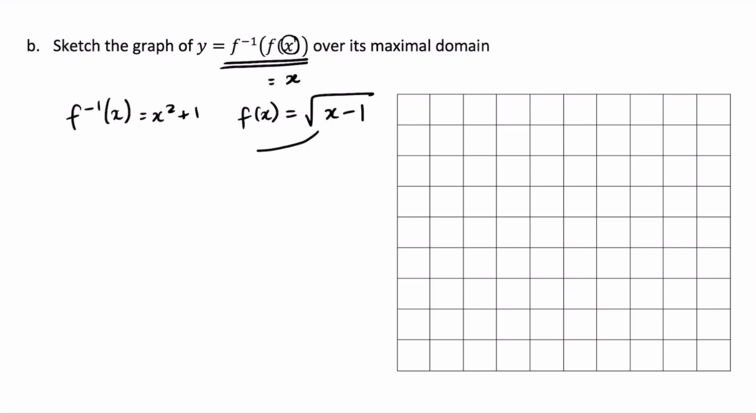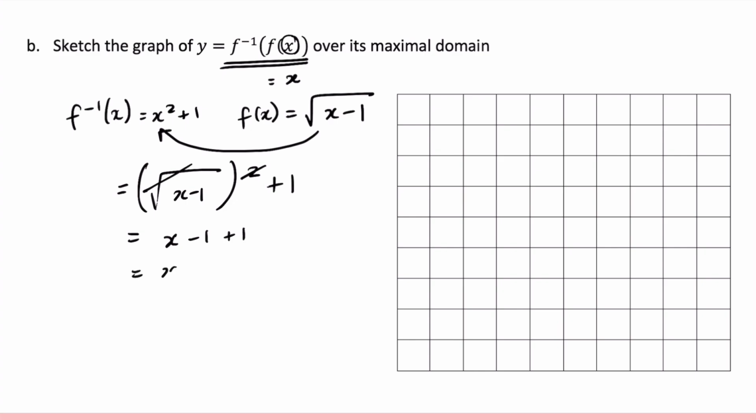So I'm going to go ahead and substitute that into there. And look what happens. When I take the square root, that cancels out. I end up with x. Now here's the thing though. It's not just as simple as sketching the graph y equals x. As you can see, it clearly says over its maximal domain because we have to remember the properties of composite functions. Now, remember the domain of the composite function is equal to the domain of the inside function.